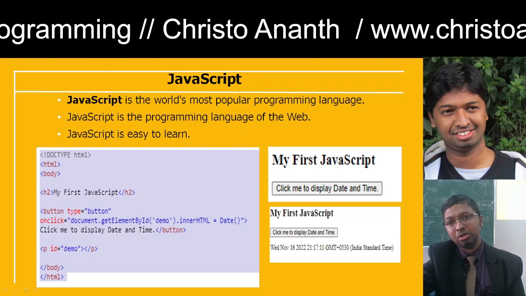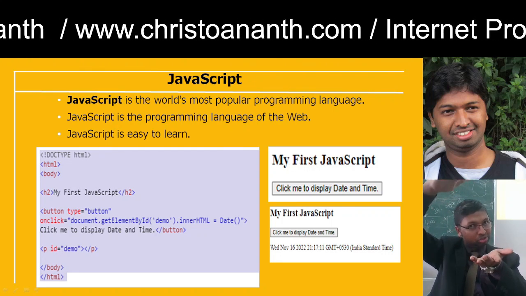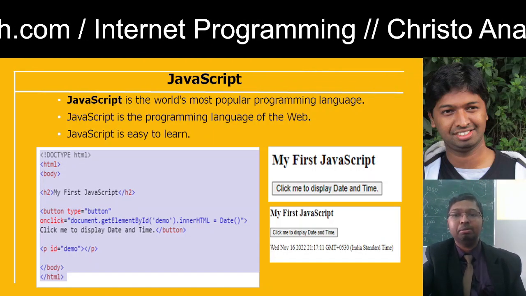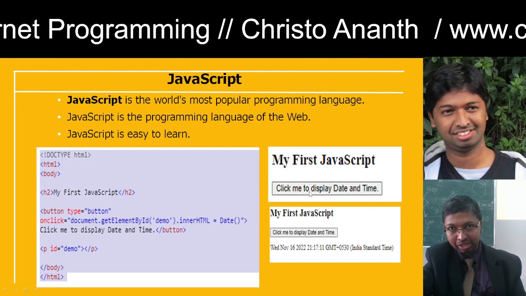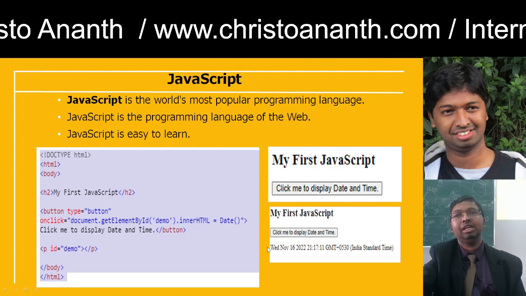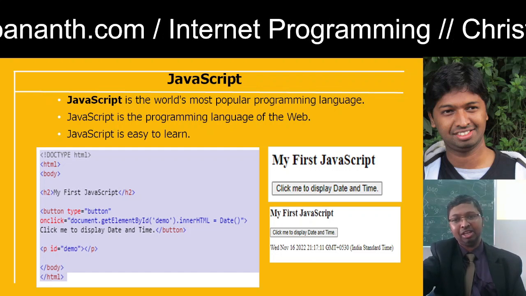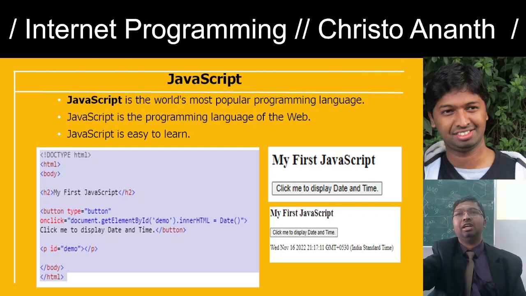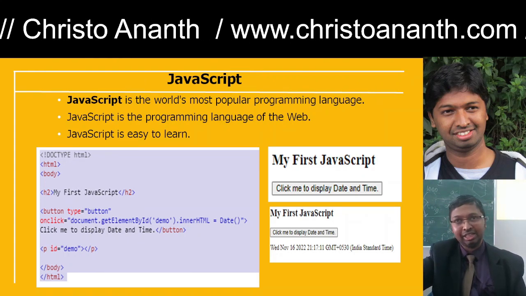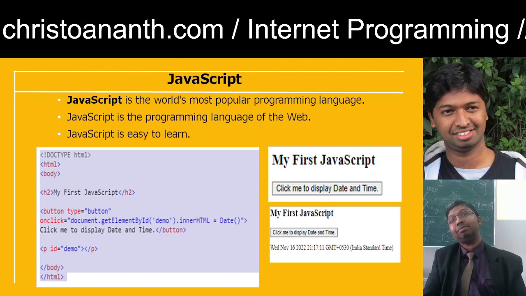So if you run this code, you will see My First JavaScript. It is not an h1 tag, but an h2 tag. Then you have a button, Click me to display date and time. If you click on this, immediately it will show the date and time. So everything will be displayed, as it accesses the date and time of your system.